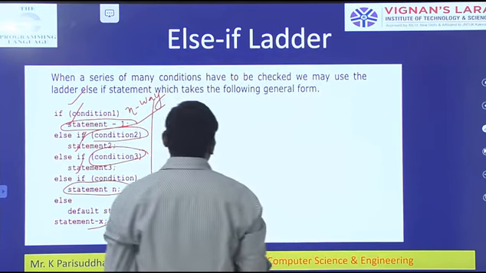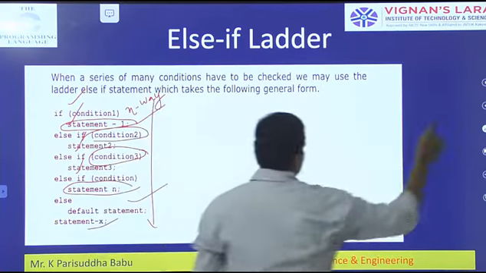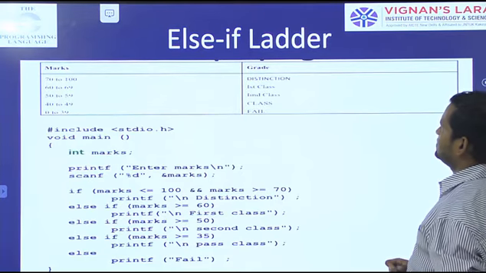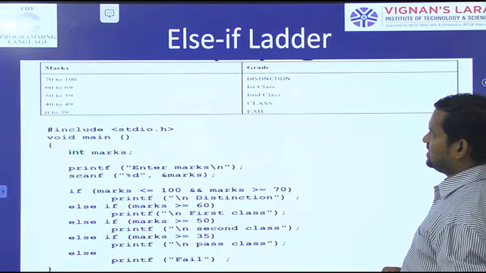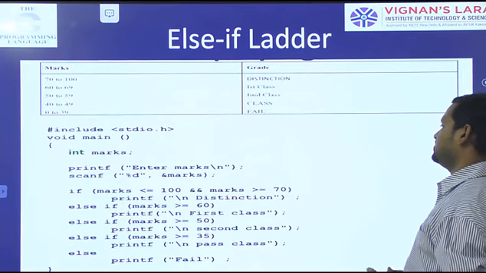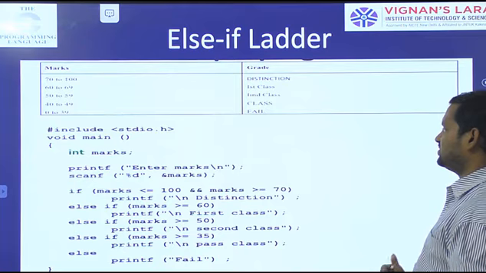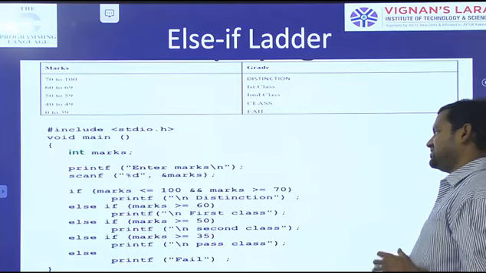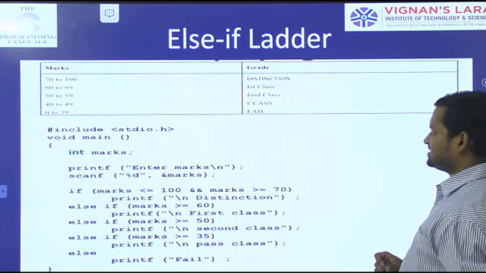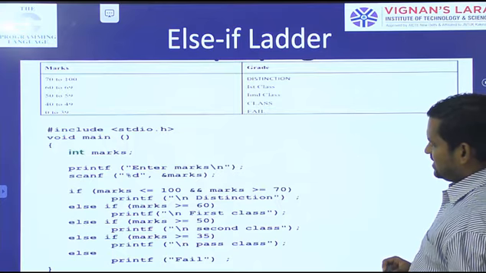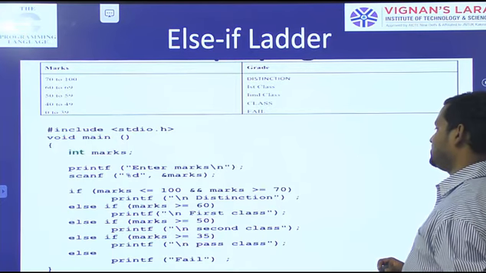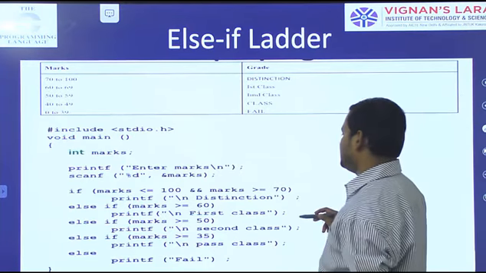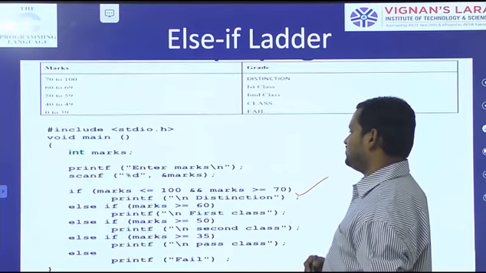The else if ladder is the one in which multiple conditions are taken. Take this else if ladder example. Include stdio.h, void main, int marks. Enter marks. Marks less than or equal to 100 and marks greater than or equal to 70, in between 70 and 100, will print distinction.